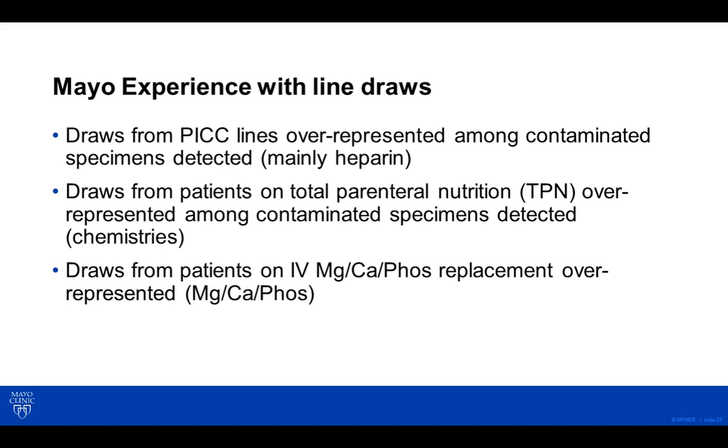We know that draws from patients on total parenteral nutrition, so nutritional support intravenously, are problematic, and I think we get a lot of questions about TPN and lipid emulsion, TPN in particular, so I'm going to talk about that and why it causes problems. So we know that if we can avoid line draws in patients getting TPN, we're going to be better off. And we know that patients getting intravenous magnesium or calcium or phosphate replacement are problematic. So we try to get the right timing between the giving of those compounds intravenously and the lab measurements.